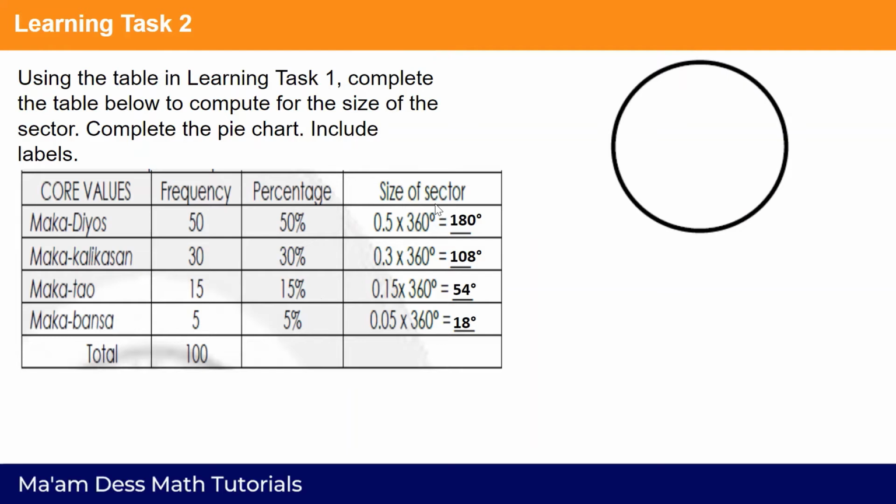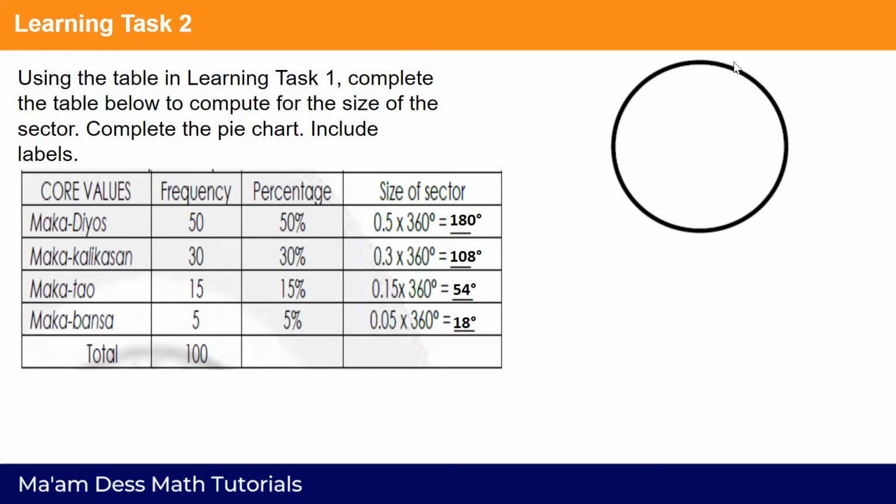So for the size of sector, since the circle has 360 degrees, di ba? Yung buong circle is 360 degrees. So multiply it by 0.5, and we will get 180 degrees. Then 0.3 times 360 degrees is 108 degrees. And then 0.15 times 360 degrees is 54 degrees.